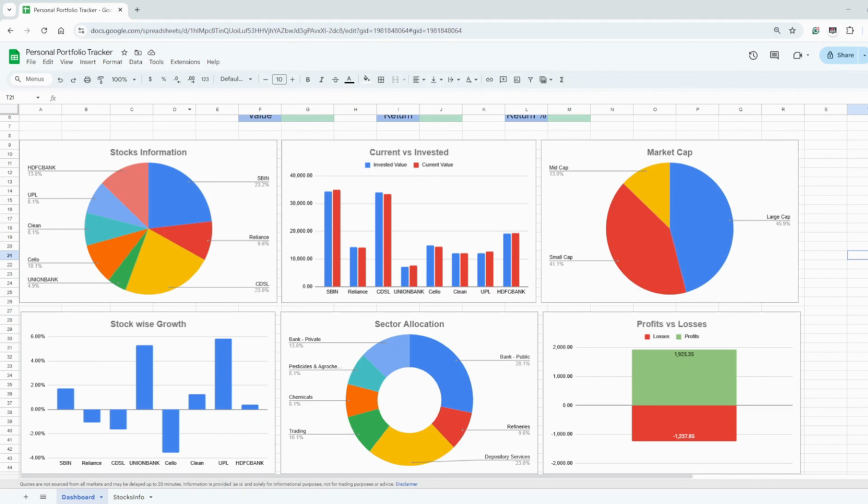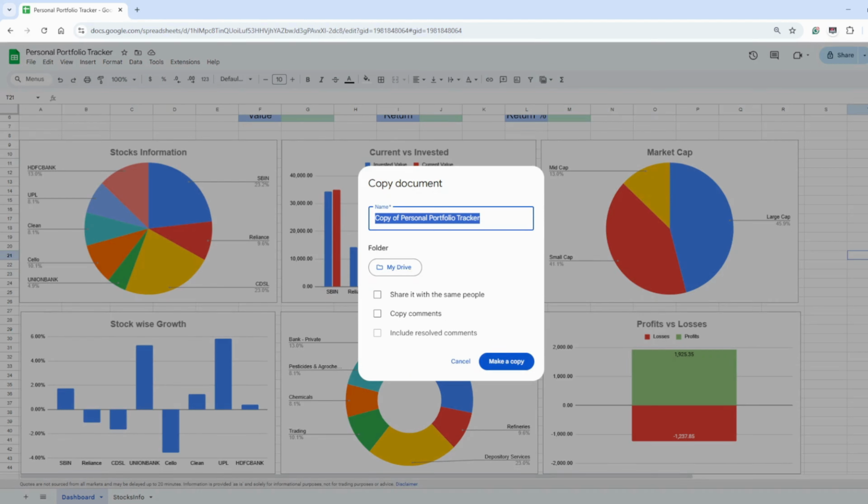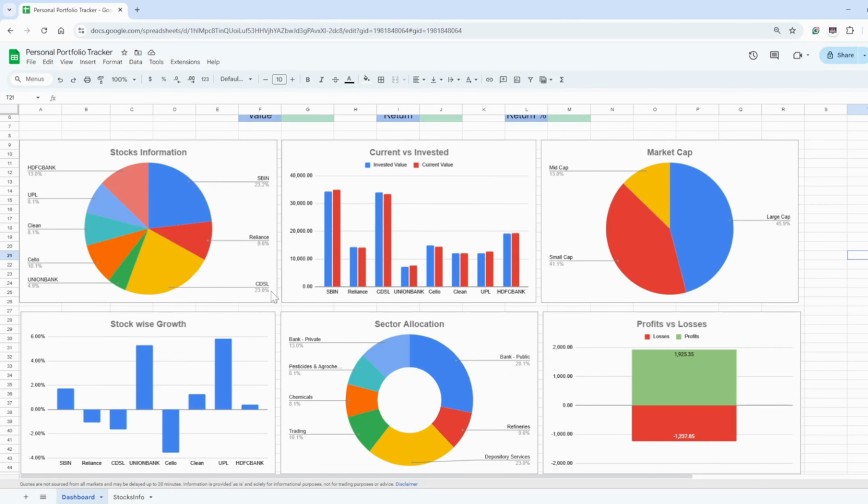What you can do is that you can go to the file, click on make a copy, and then give the name of the copy, whatever name you want, and then click on make a copy, so that it will create your document in your drive.